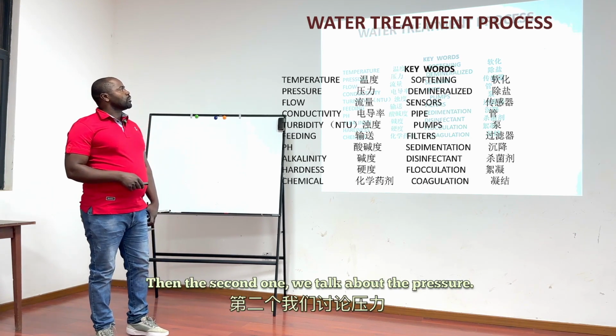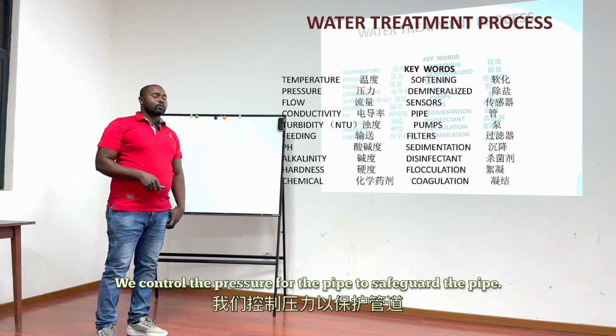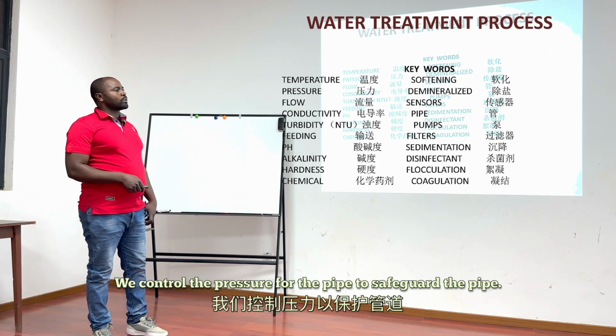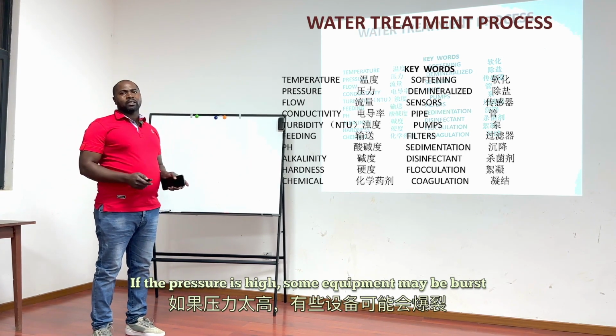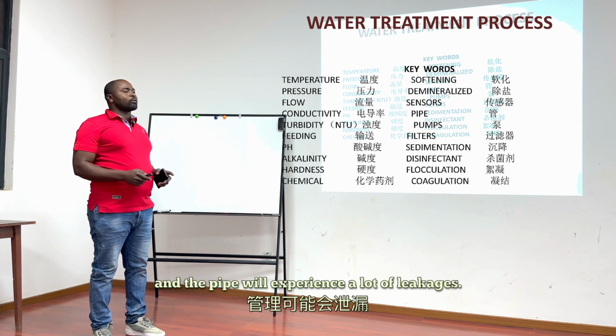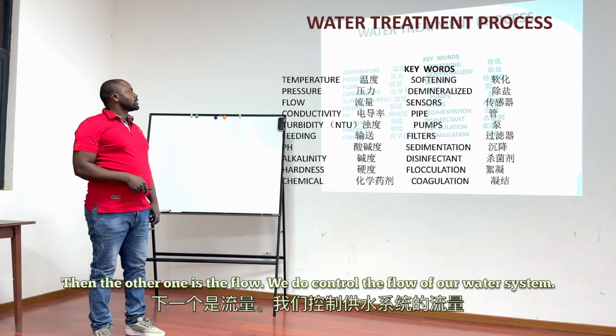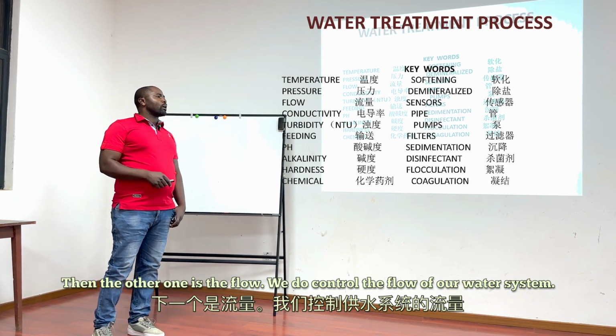Then the second one, we talk about the pressure. We control the pressure for the pipe to safeguard the pipe. If the pressure is high, some equipment maybe will burst and the pipe will experience a lot of leakages. Then the other one is the flow. We do control the flow of our water system.